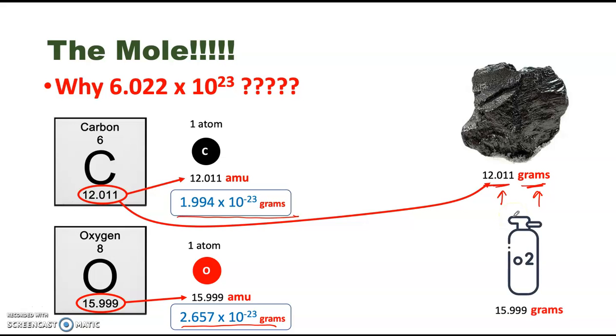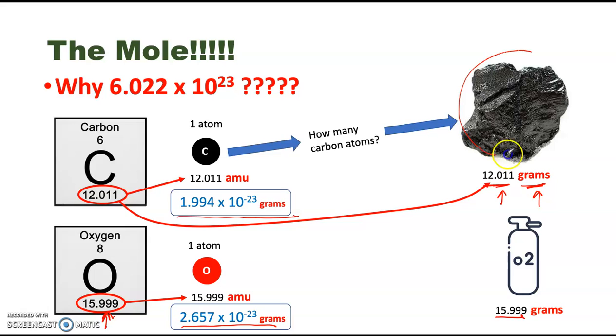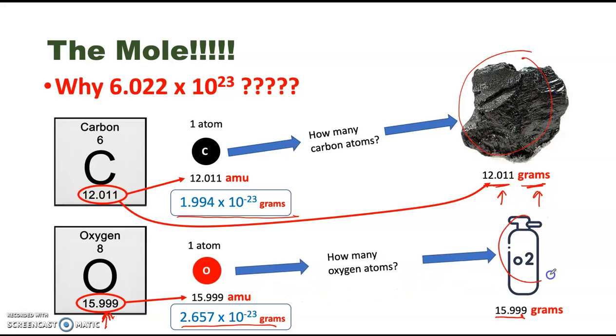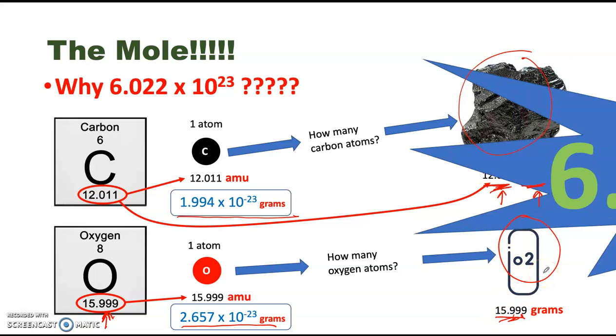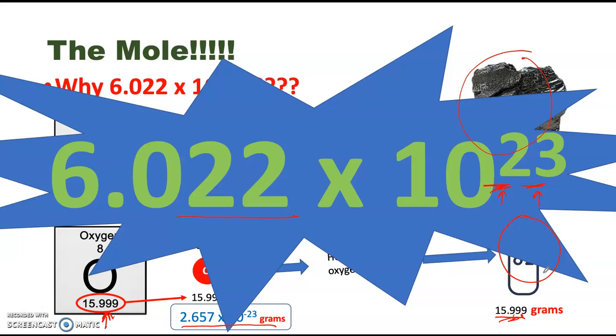We're going to take the same number, the one on the periodic table over here, and take that same value but in terms of grams. Now if I ask how many carbon atoms are in this chunk of carbon, and how many oxygen atoms are in this sample, notice they have different masses, but what they both have in common is that they have the same number of atoms. They both have 6.022 times 10 to the 23rd atoms.